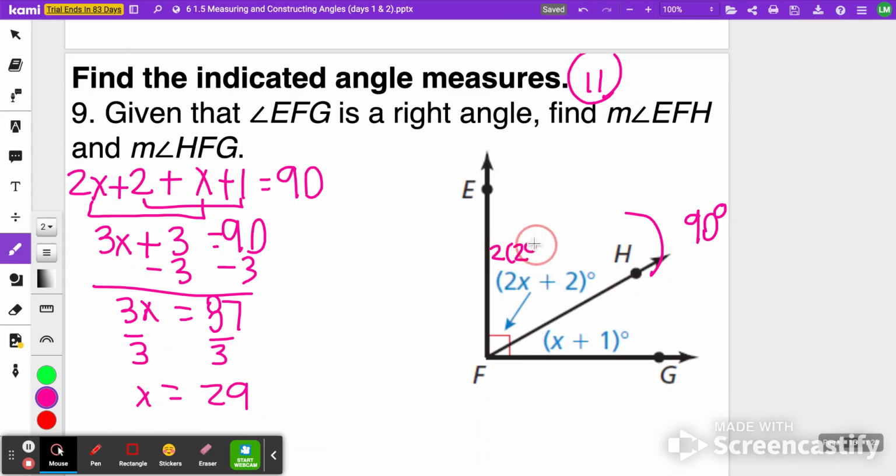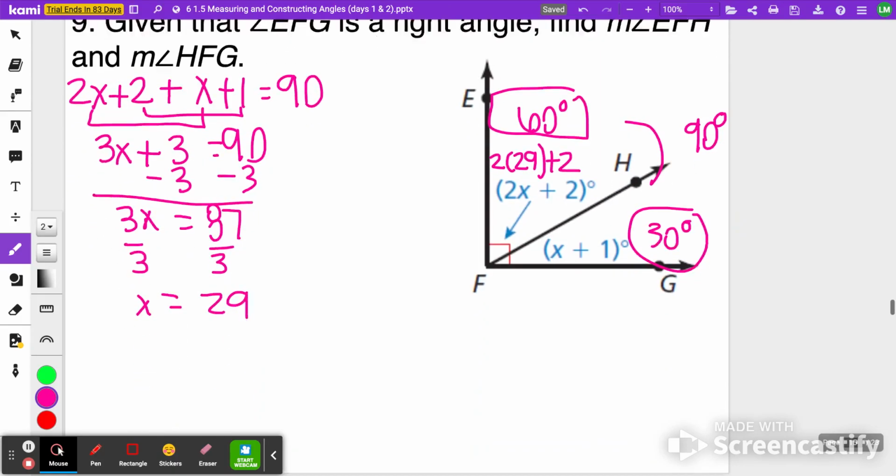2 times 29 plus 2 will give me EFH. 29 times 2 is 58, and 58 plus 2 is 60. If this is 60 degrees, I don't even have to plug it in here. I just know that this should be equal to 30 degrees because together they equal 90 degrees added.